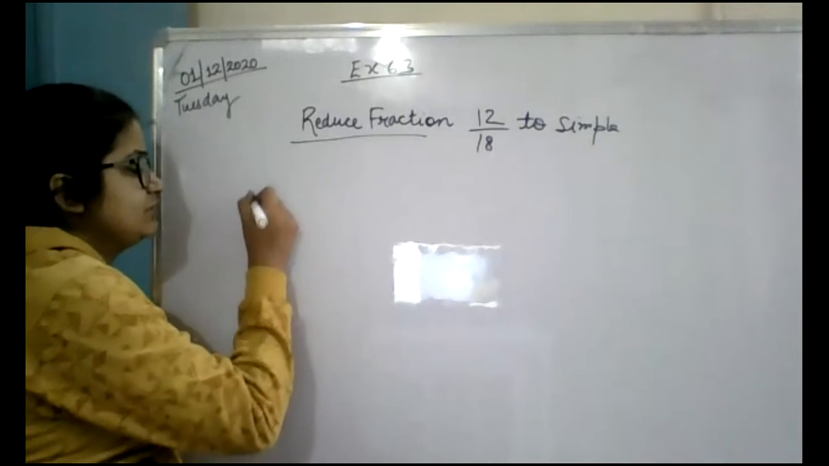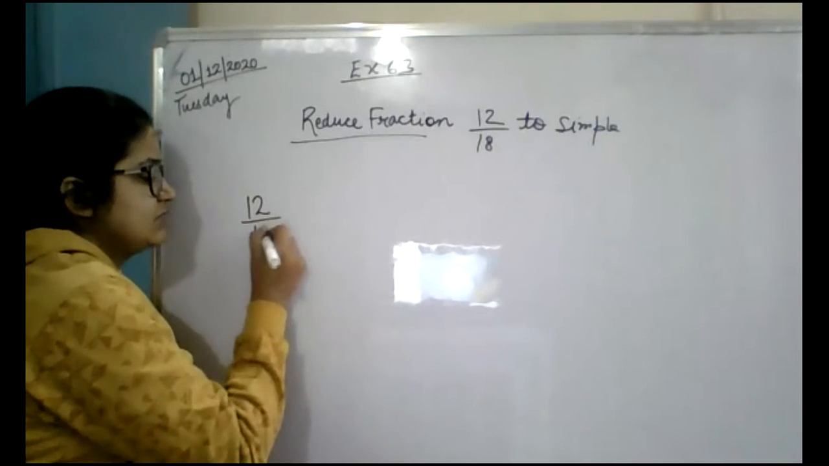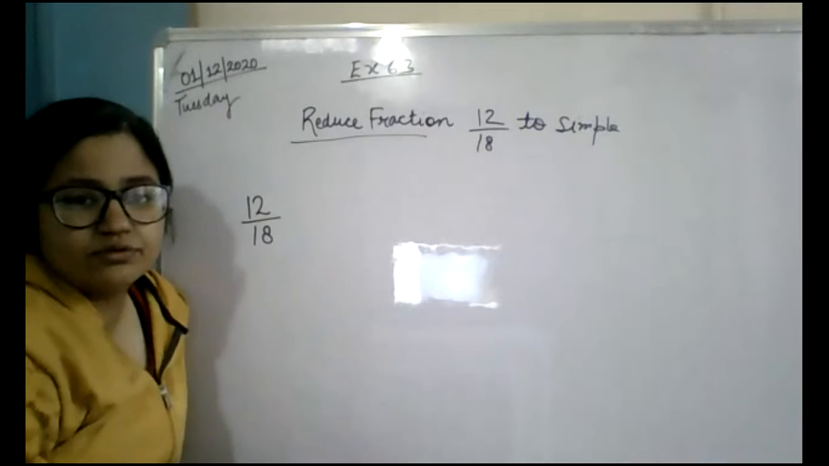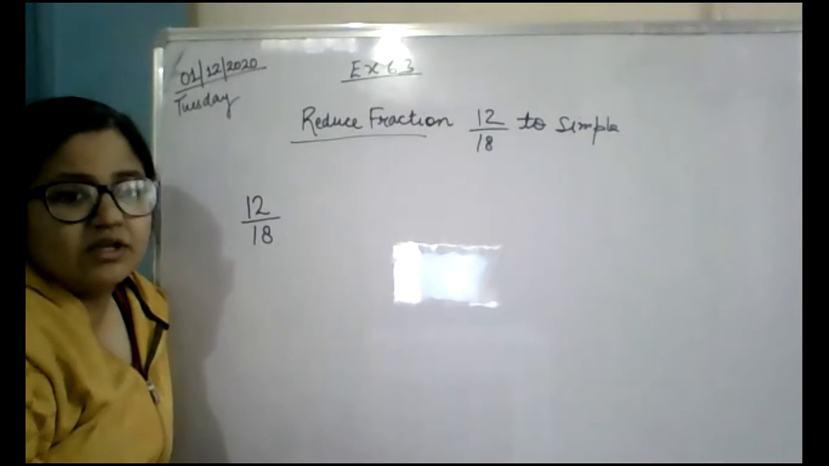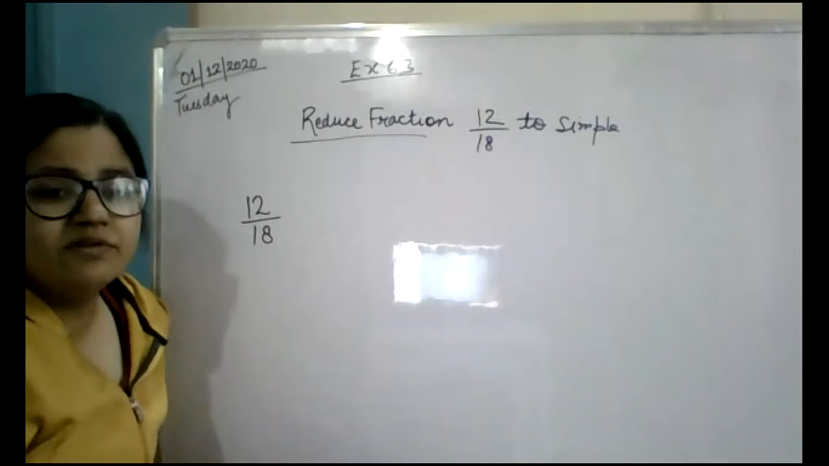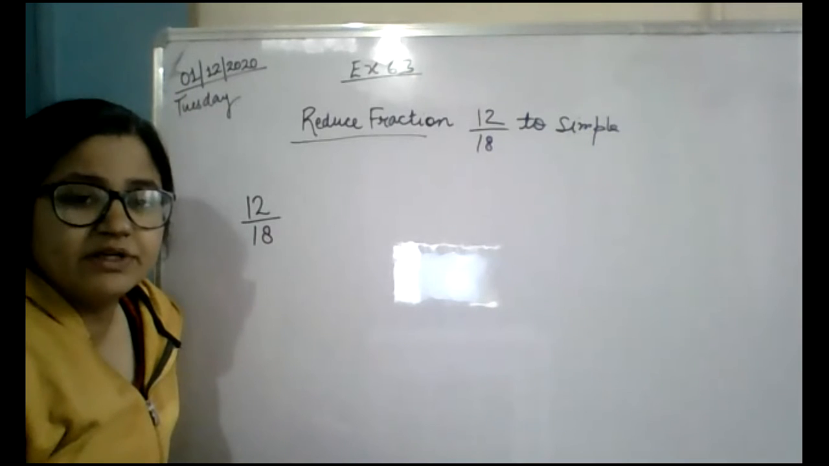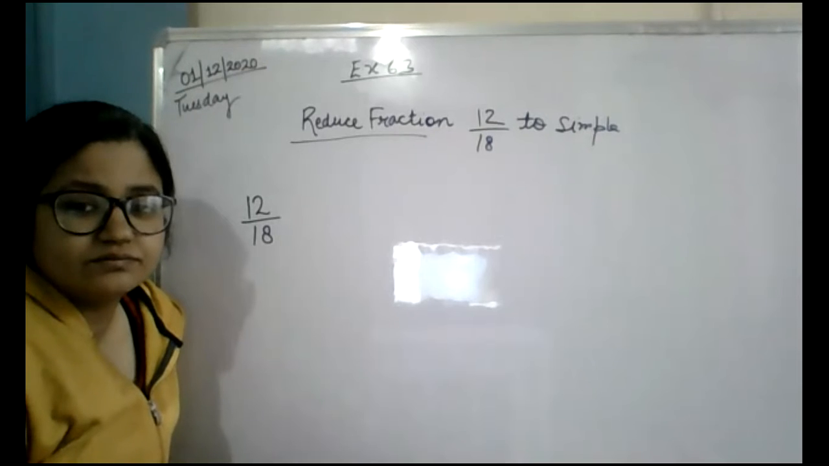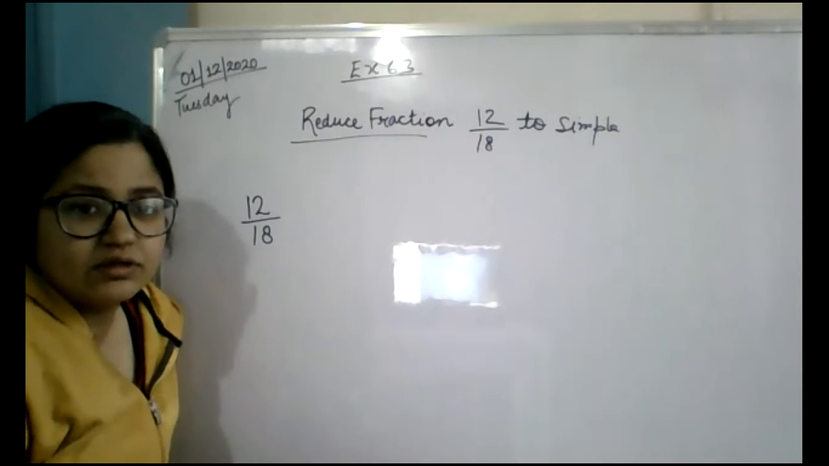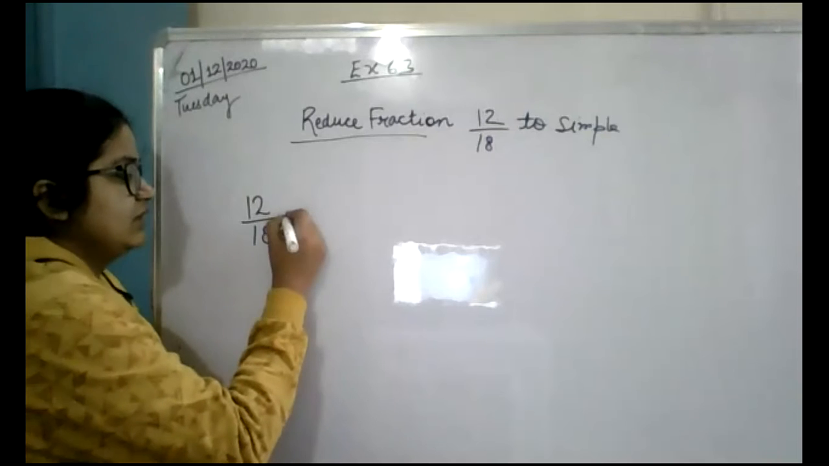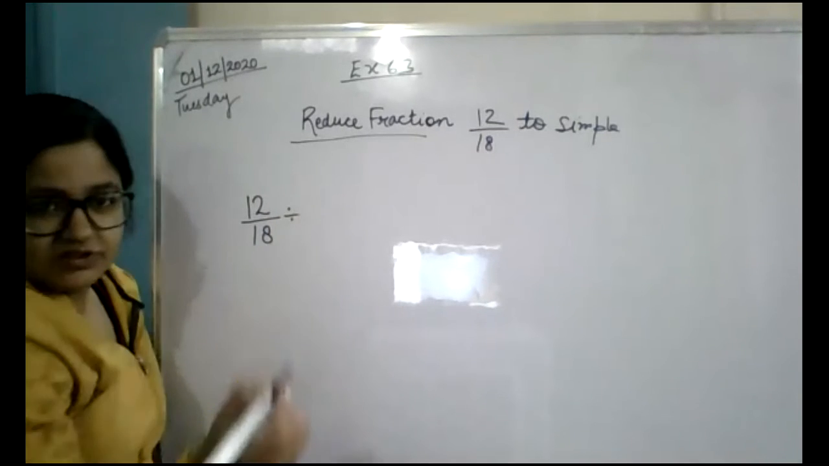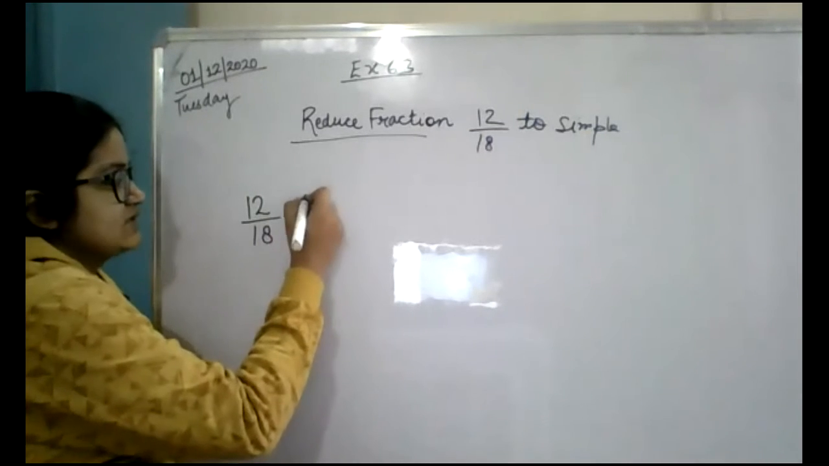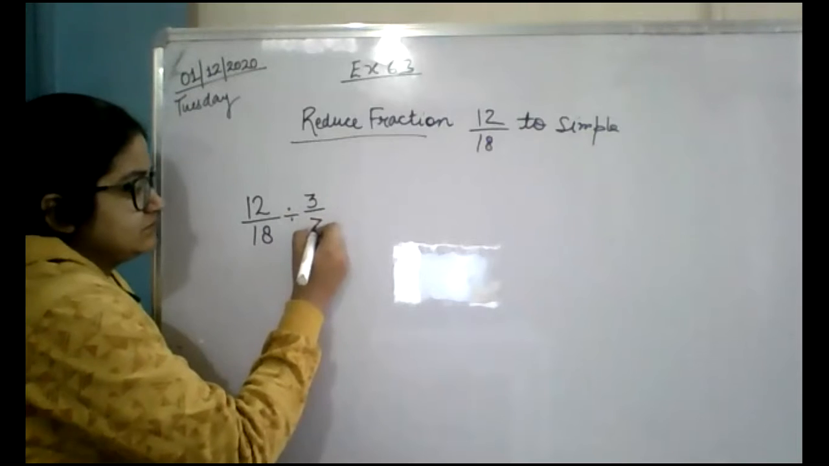So how we are going to do this? 12 upon 18 is given to us. Now what we do, by which table is it dividing completely? Both of them are coming in which table? किसकी टेबल में आते हैं दोनों? 3 की टेबल में आते हैं. Very good. Some are saying 3, some are saying 2. Both are correct. So first of all, we will divide it by 3.